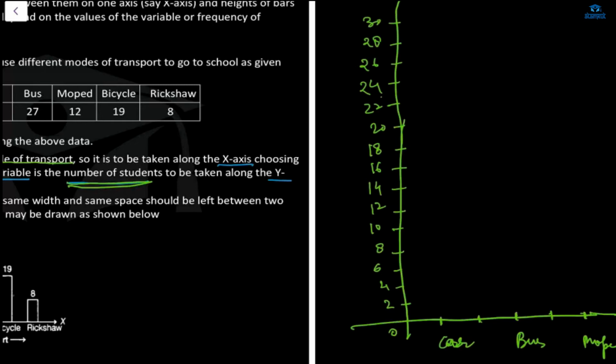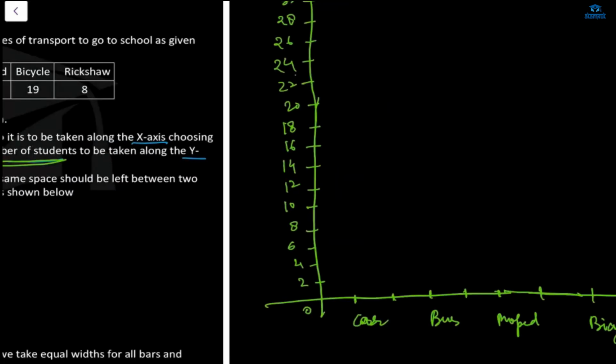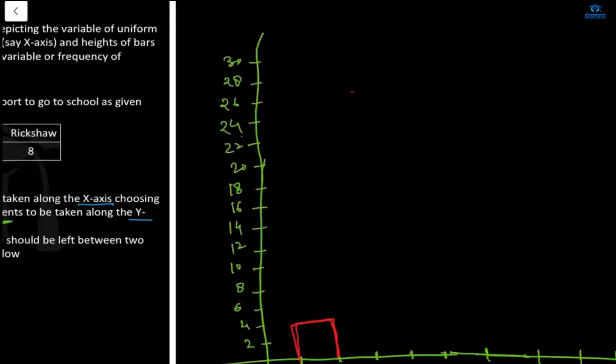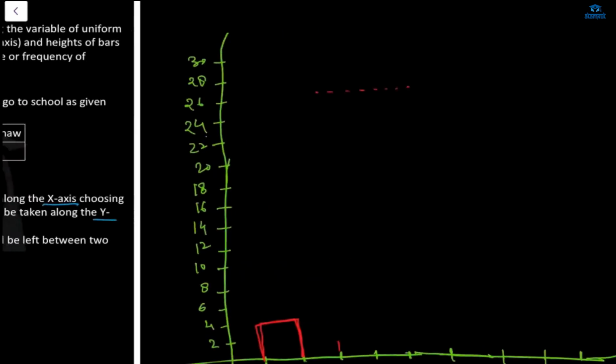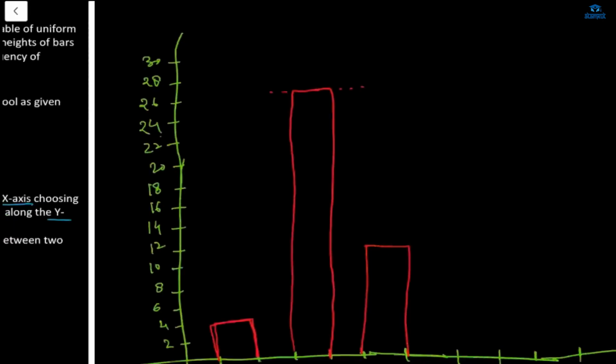Okay, now car: only 4 students go by car. So we are going to make a point here, and the bar for car will be till 4. Now if you see for bus, 27 will be here somewhere. Then we are going to draw the moped, 12. So 12 we can easily see here. Bicycle 19, 19 will be here.